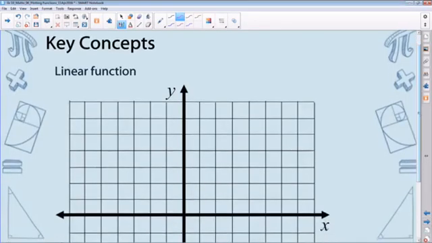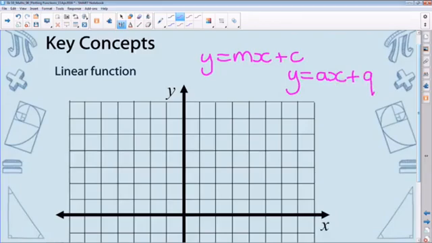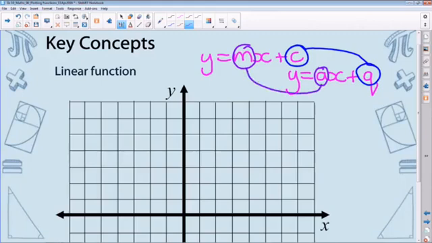Now you'll know that the linear function is either written as y is equal to mx plus c, and that's probably how you did it in grade 9. But in grade 10, we also use the formula y is equal to ax plus q. Okay, both of them are exactly the same formula, except instead of an m, we now have an a, and instead of a c, we now have a q. So those are still the y-intercept, and these are still the gradient.